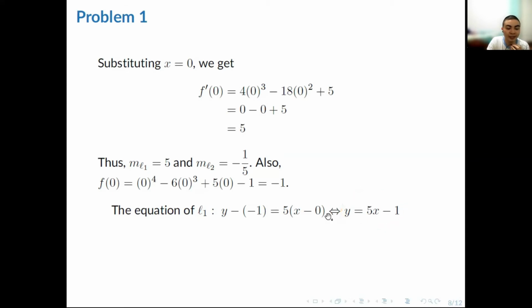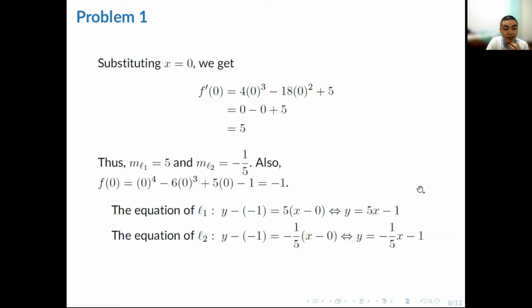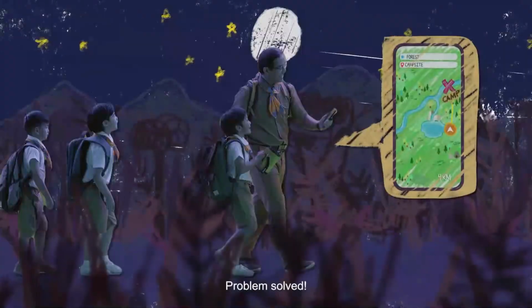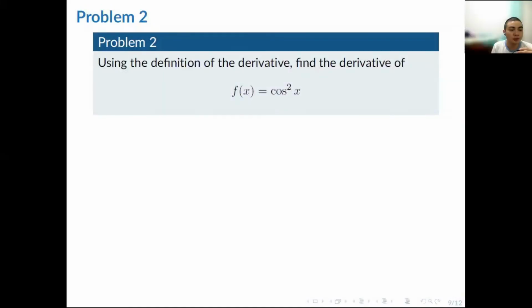So, hanapin naman natin yung equation ng normal line, no? The equation of our normal line is y minus negative 1 equals negative 1/5 times quantity x minus 0. So, yung negative 1/5, nanggaling siya dito. By simplifying this, we get y equals negative 1/5 of x minus 1. So, ito na yung equation ng ating normal line. So, bali itong dalawa yung sagot. Ayan. Problem solved! So, yung second problem naman natin is on the definition of the derivative.